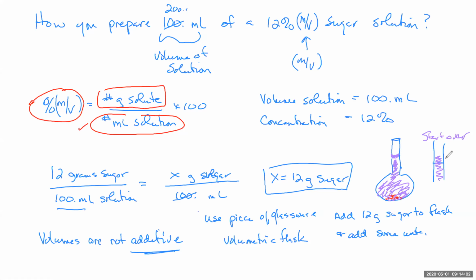And so the complete answer would be add 12 grams of sugar to the flask and add some water, swirl, then add water to the line on the volumetric flask. And again, there's lots of videos posted this week in the lab for you to practice or see more detail of this. Okay, we'll do one more before we move on to dilutions.